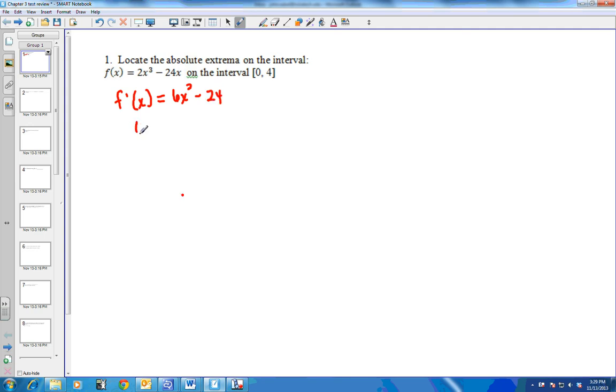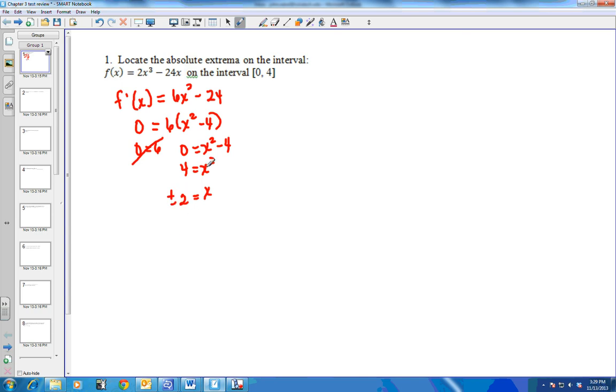So now I'm going to set the derivative equal to 0. I can factor out a 6, and I have x squared minus 4. So set each factor equal to 0. So 0 equals 6. Well, that can never happen, so I don't have to worry about that. 0 equals x squared minus 4. So 4 equals x squared. So that means x equals plus or minus 2.